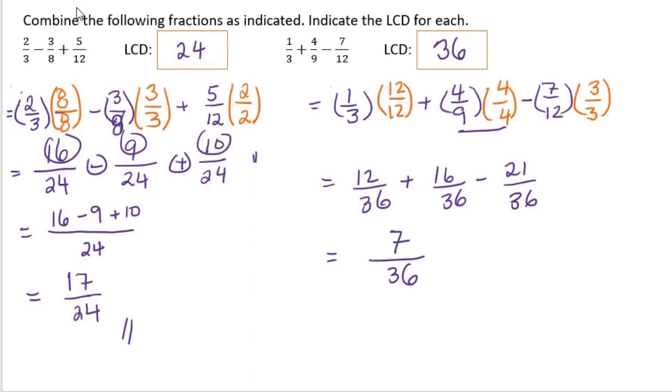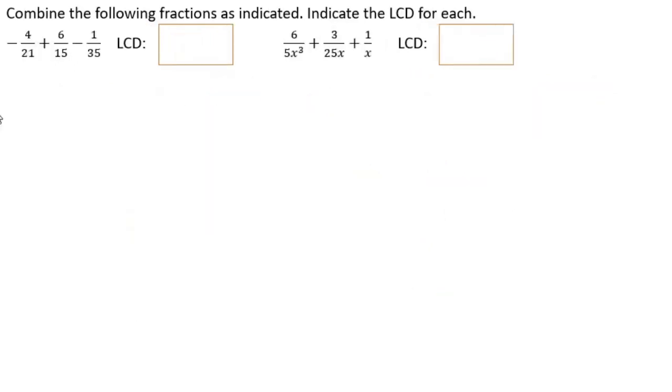Find 7 over 36. Again, I can't simplify this fraction, so there we have our final answer. Let's look at one more completely numeric example before we look at one that's starting to have some variables in it, before we move on to the final type of problem that we'll look at.